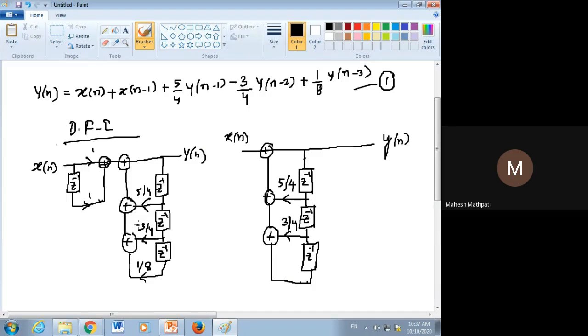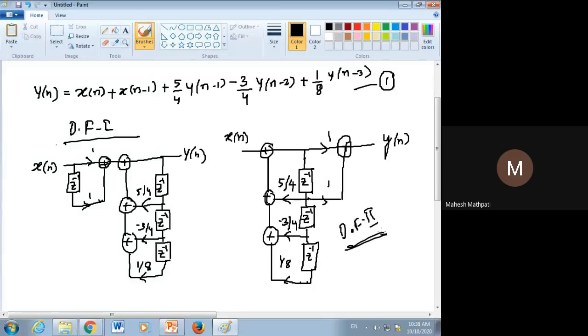So this is minus, na? Minus, and this is 1 by 8 again. Okay, and here we have this part as x of n. So here the multiplier is 1. Now put this to 1 right now. Okay, this is our direct form 2. Hope everyone has got this answer. Yes, sir.